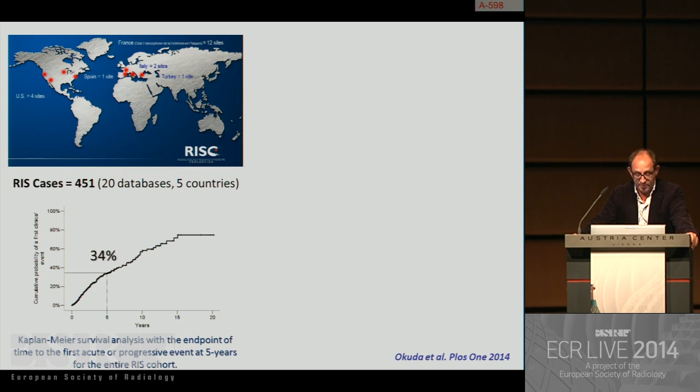These are data recently published again by the group of Okuda in a multicenter study undertaken in the US and in Europe that collected more than 450 patients, again showing that the risk of conversion to MS is quite high in the first 5 years, up to 34%.